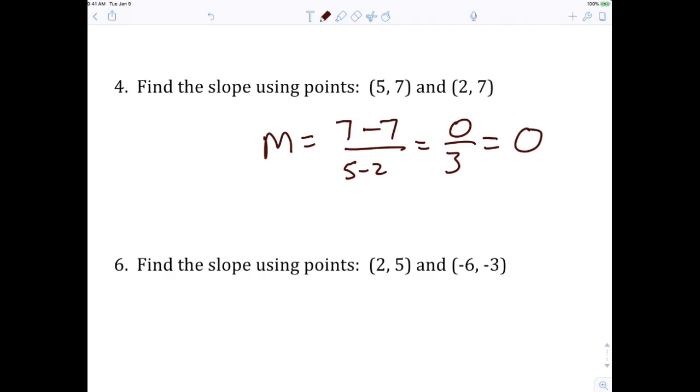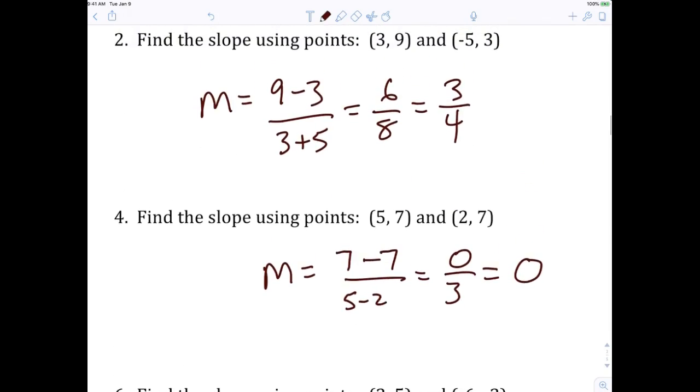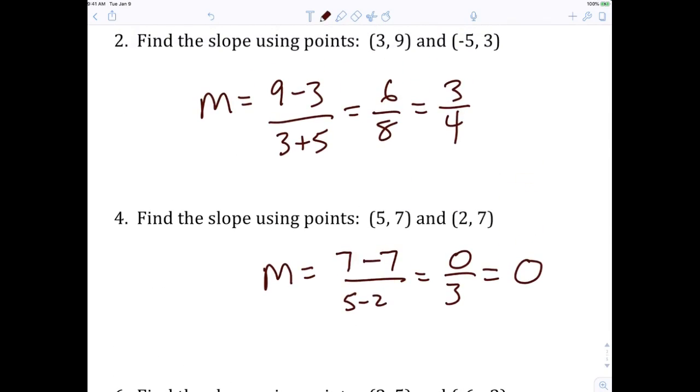On the last one, it doesn't matter. No, makes no difference. If you go 3 minus 9, you get negative 6. If you go negative 5 minus 3, you get negative 8. So the negatives and positives, they cancel.